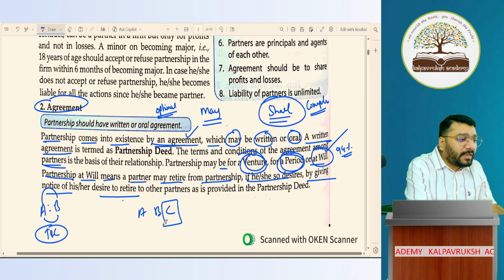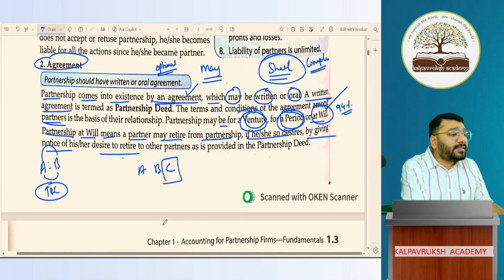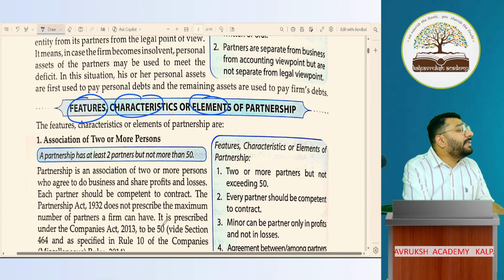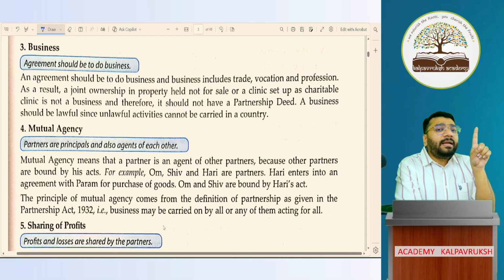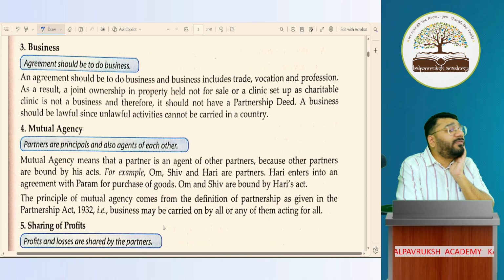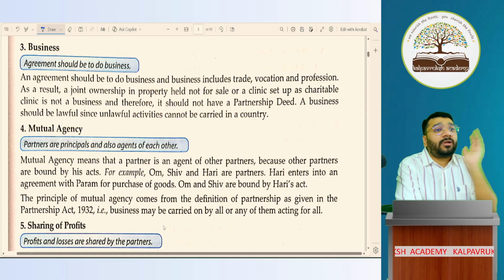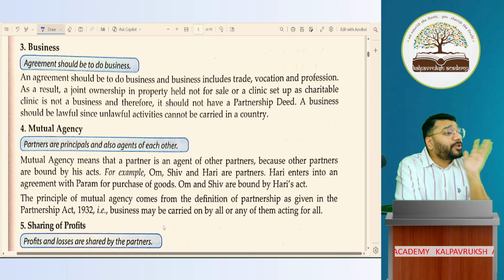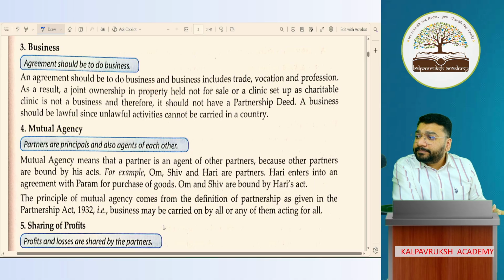Okay. Till this, do you have any doubts? What are we trying to discuss? We're trying to discuss the characteristics, features, or elements of partnership. From here, you can get 2 types of questions. One, a direct question for 2 marks or 3 marks: name certain characteristics, elements or features of partnership. Or you can get an MCQ based on this. Any doubt so far? Online people, any doubt so far?